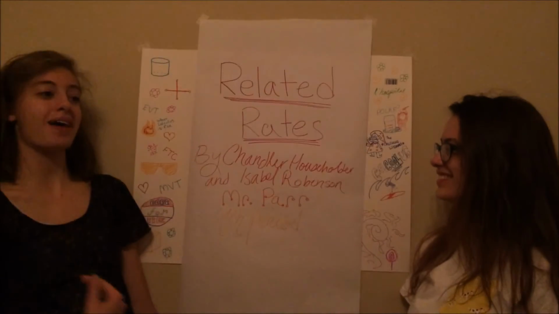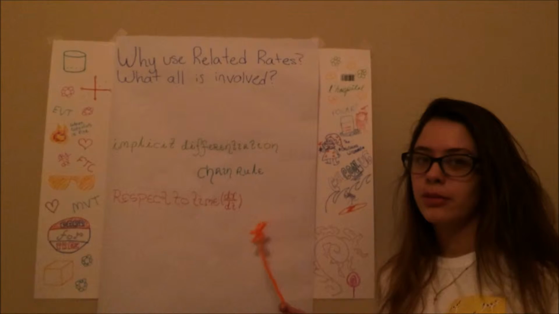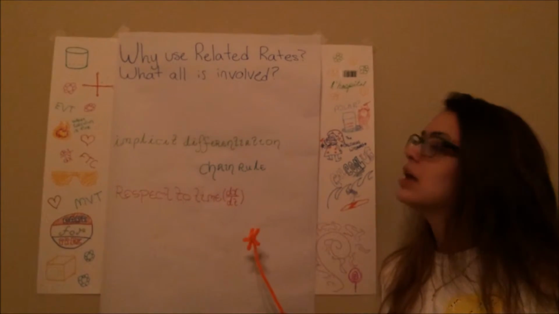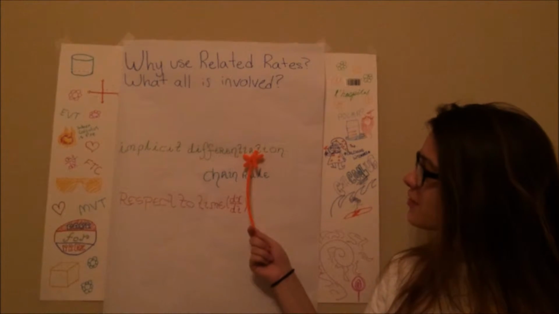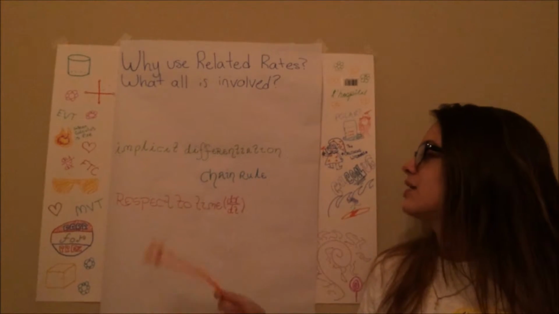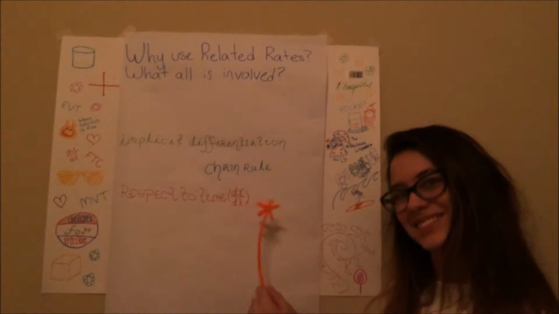Today we'll be talking about related rates. Related rates are when two or more variables are changing with respect to time. So to solve a related rate problem, we need to recall implicit differentiation, chain rule, and don't forget that it's in respect to time when you do your derivatives.